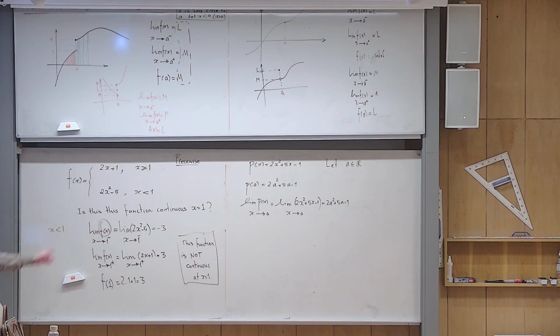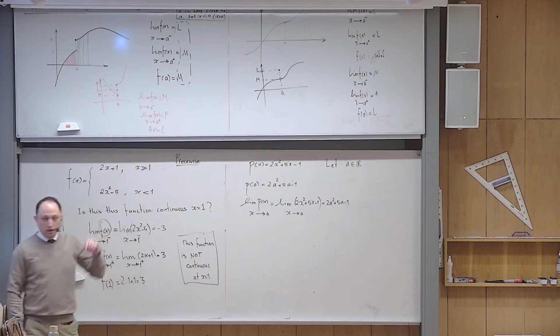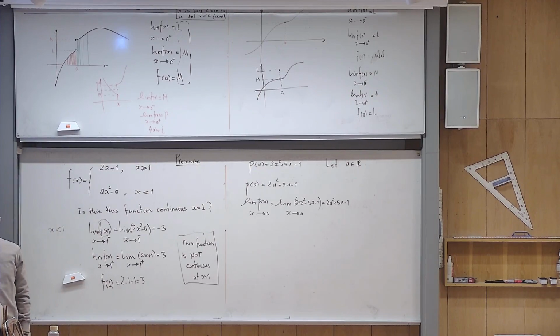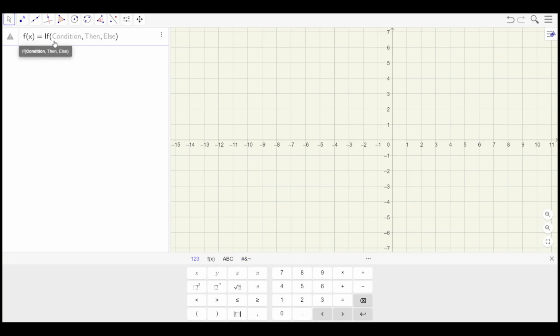So I use this one, and then the condition. So what is the condition? For example, let me put this in. X is greater than or equal to 1. So let me just use the keyboard here. I use this one, if, condition, then else. For the condition, I type in x is greater than or equal to 1. Okay, and then comma. So can you tell me what should I write for then here? This reads if x is greater than or equal to 1, then the function is 2x plus 1. Am I right?